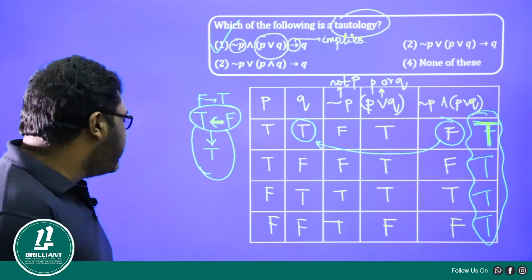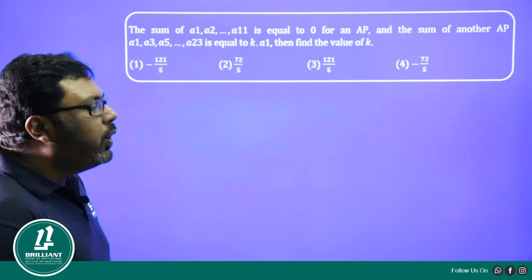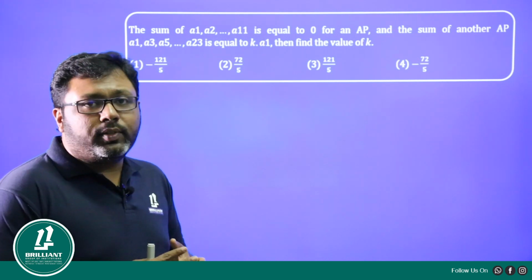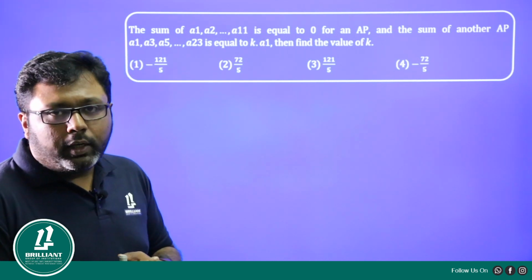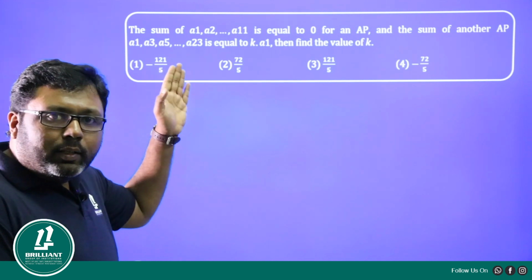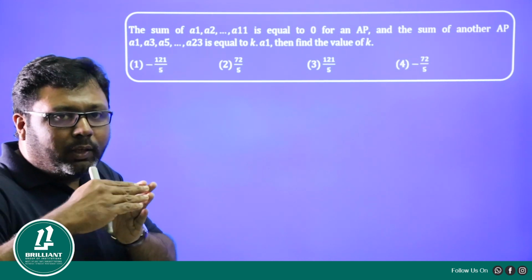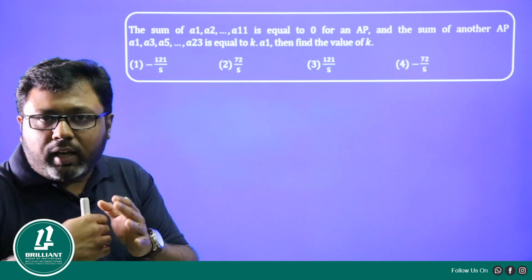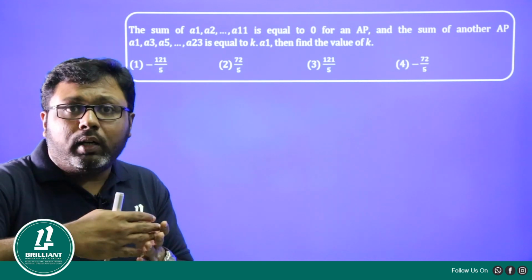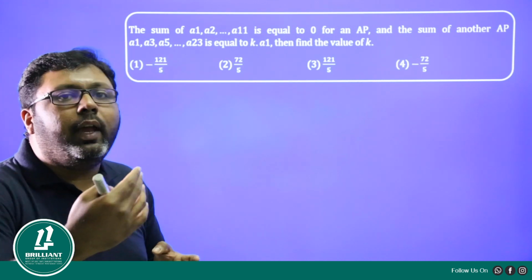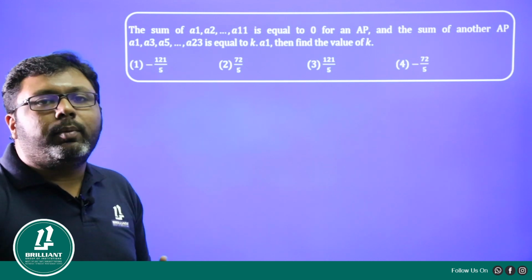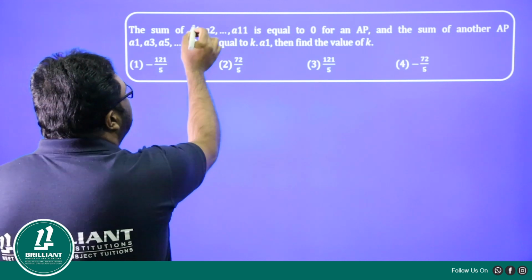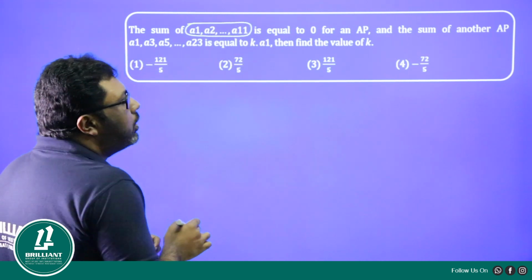Okay, now let's go to the next question. Now in the next question, they're saying that the sum of 11 terms in an AP is 0. And the sum of terms where the next term is missing, like in the previous one it was A1, A2, A3, etc. up to A11, now they are saying it is A1, A3, A5, etc. up to A23. That sum is KA1. And find the value of K. Now it is said that the sum is 0.